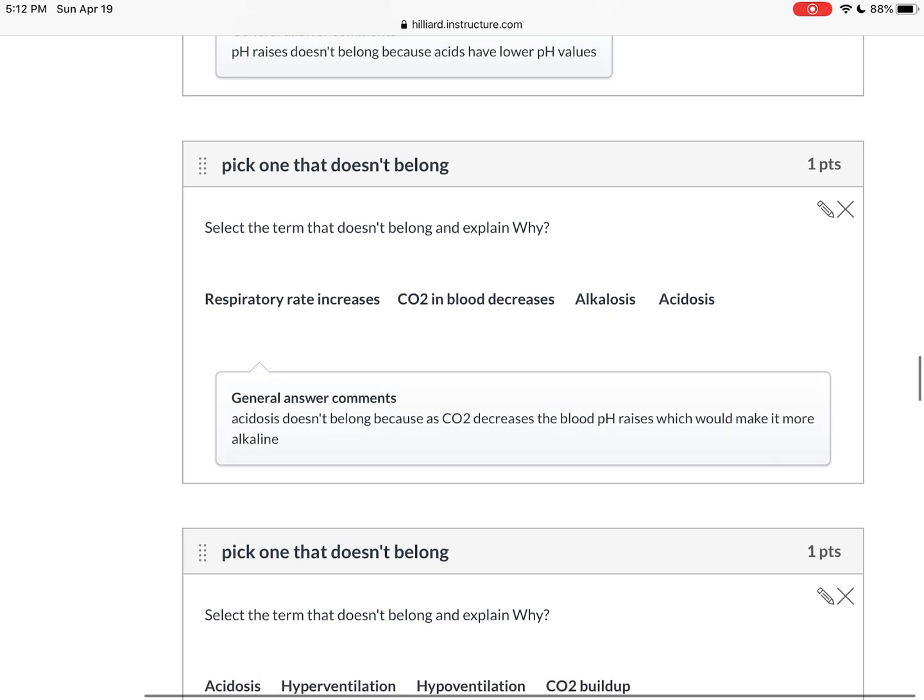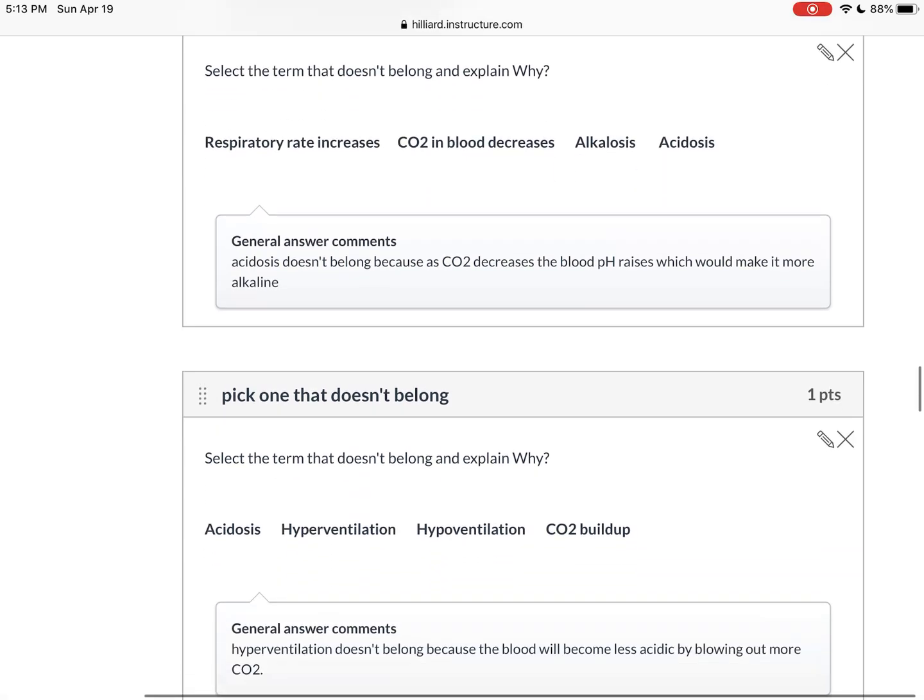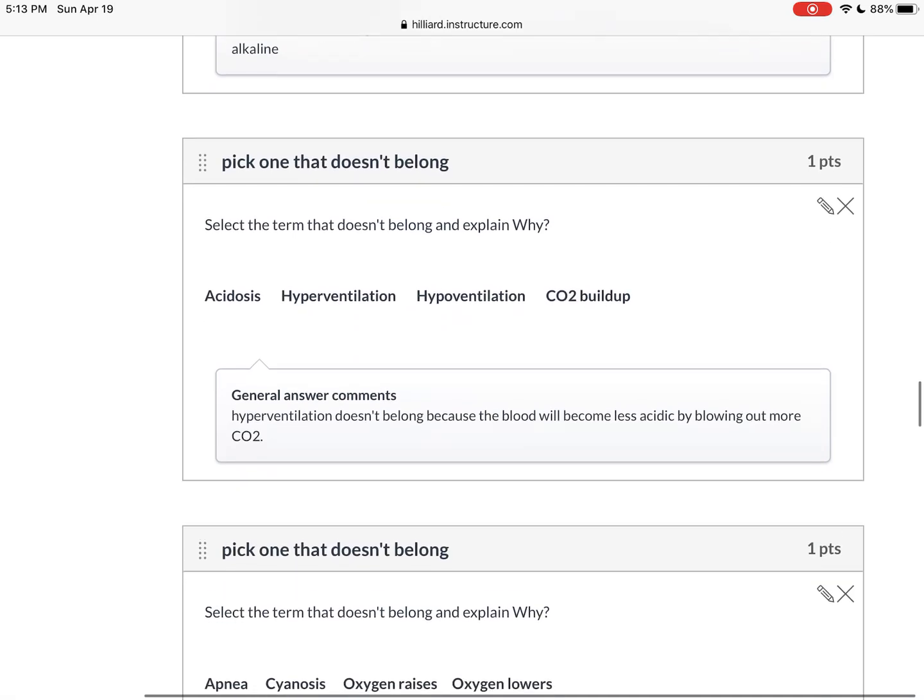For the next one here, we got respiratory rate increases, CO2 in blood decreases, alkalosis and acidosis. Well, both of those can't be right on the last two. Acidosis is the one that's not going to belong there because when you increase your respiratory rate, you're getting rid of more CO2. By getting rid of more CO2, it becomes less acidic, more alkaline. So all three of those go together. Acidosis doesn't belong.